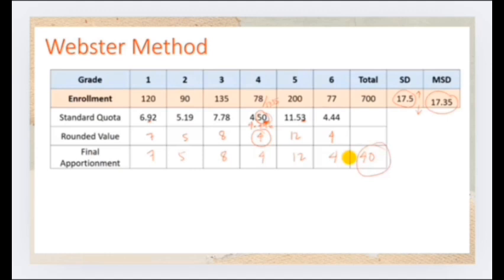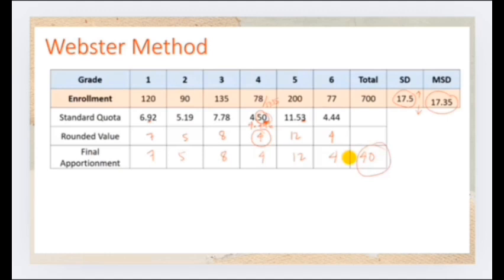So, okay, so, yan, na-change siya. So, yung enrollment na 120 is i-divide natin sa MSD which is yung 17.35 is 16.92. Yun yung magiging standard quota natin. Okay, so yung 90 rin divide 17.35 is 5.19 and so on and so far. So rounded value, okay, so ayan 7, 5, 8, 4, 12 and 4. Okay, so nasabi ko na yung paano mag-round off. Okay, so final apportionment is i-bring down mo lang yung rounded value.